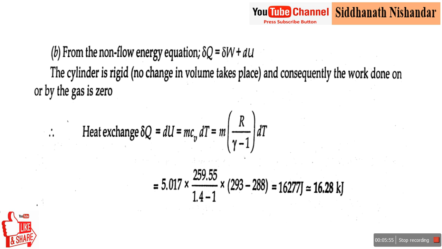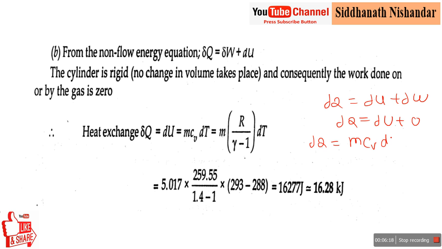Then they also ask about heat interactions. Heat interaction is based on the fundamental formula: what amount of heat is supplied is utilized for change in internal energy and work done. It's a constant volume process, so work done is 0. The energy supplied is 100% utilized for increasing the internal energy, so dQ is equal to the change in internal energy, that is m Cv delta T, but Cv is not given.